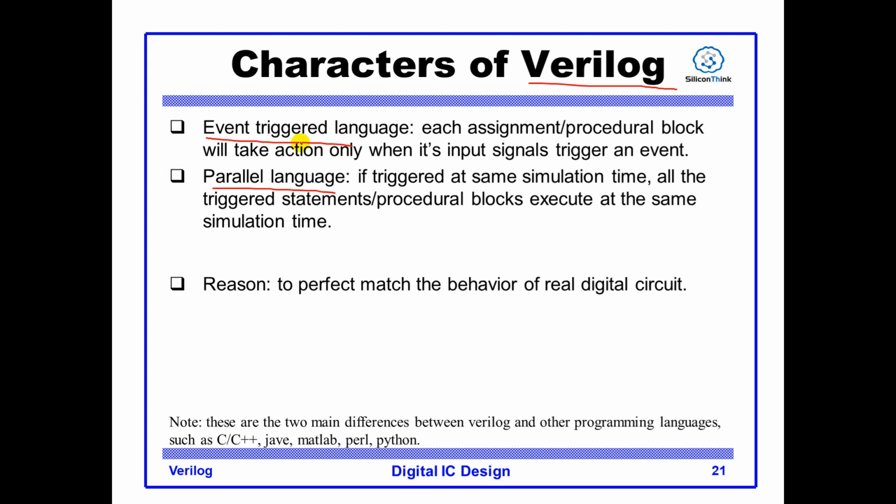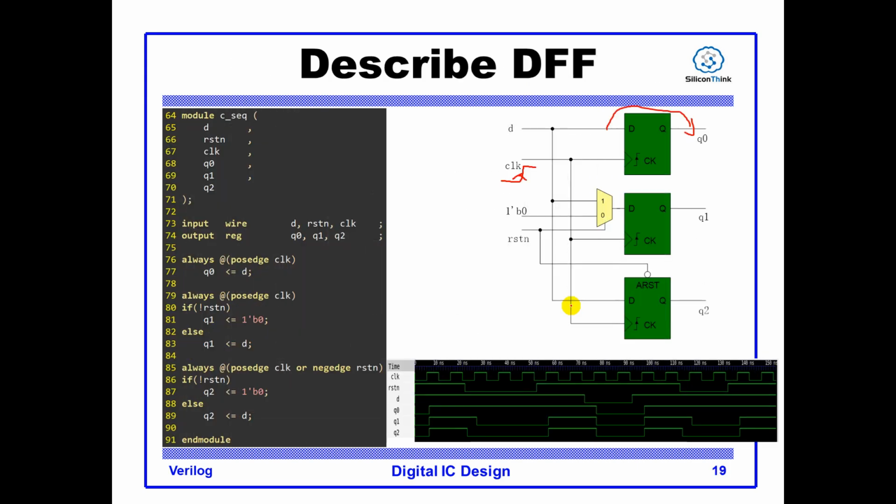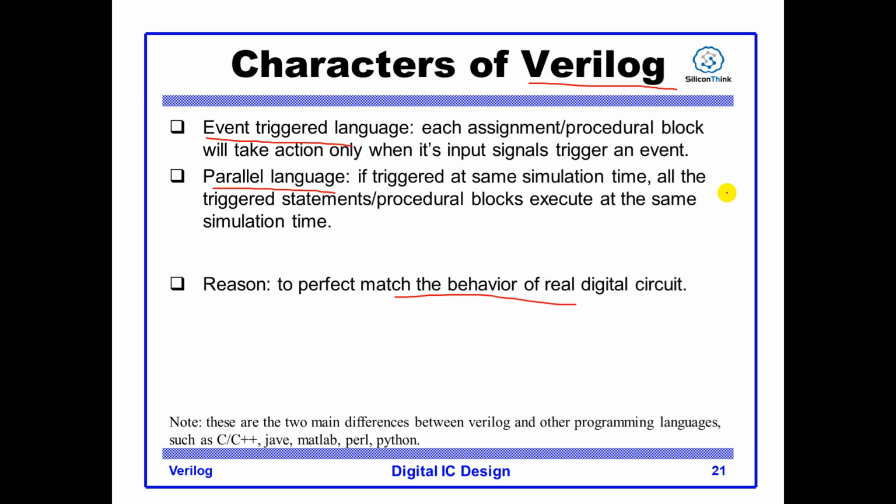And why is it an event-triggered language? This is also to easily match the behavior of the circuit. For example, if the clock stays low, or stays high, then this DFF will not toggle. That is, the Q output will remain stable. So there is no need for you to execute this statement. Just keep the last value. Don't change the value. So this is why the language is event triggered. This is because the circuit itself is event triggered. And for combinational logic, if the input is stable, the output must be stable. There is no need for you to evaluate the value of the output again.